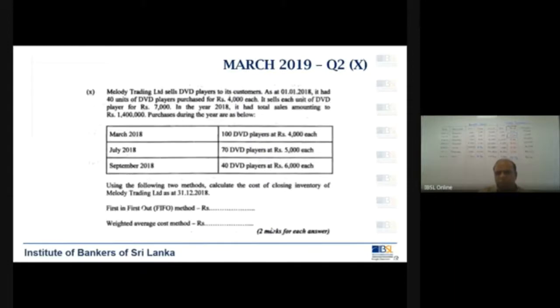So then I also wanted you all to look at a question which came in March 2019, where they have given you 3 transactions and they wanted you to calculate the first in first out method closing stock value and the weighted average cost closing stock value. So you will see that it is only 2 marks for this question, 1 mark each. So what you need to do is you have to do it in the shortest way that you can to answer this question. Okay, right.